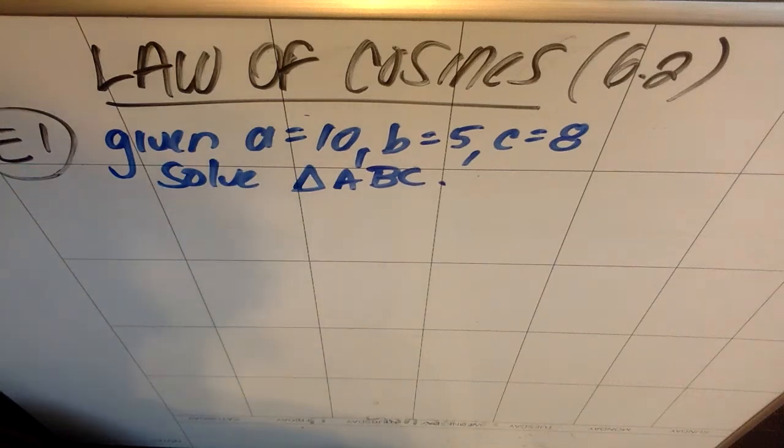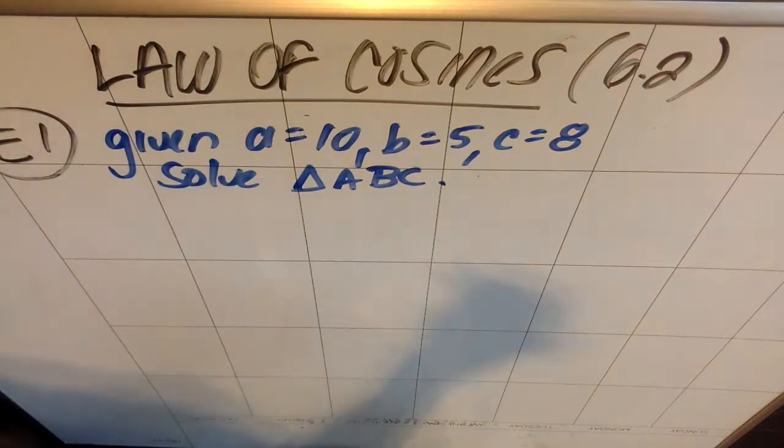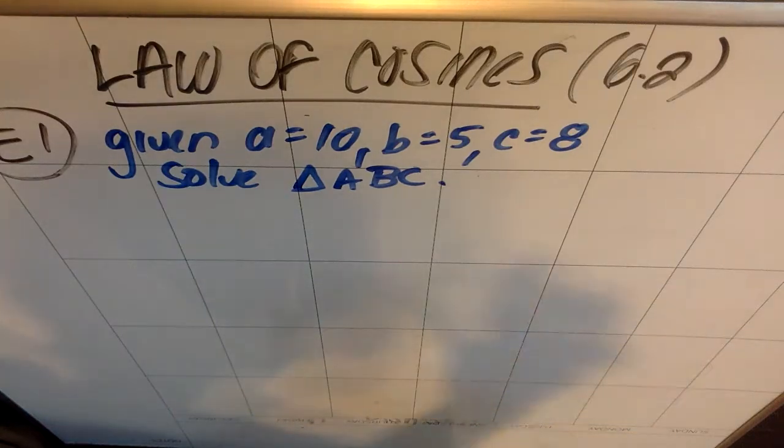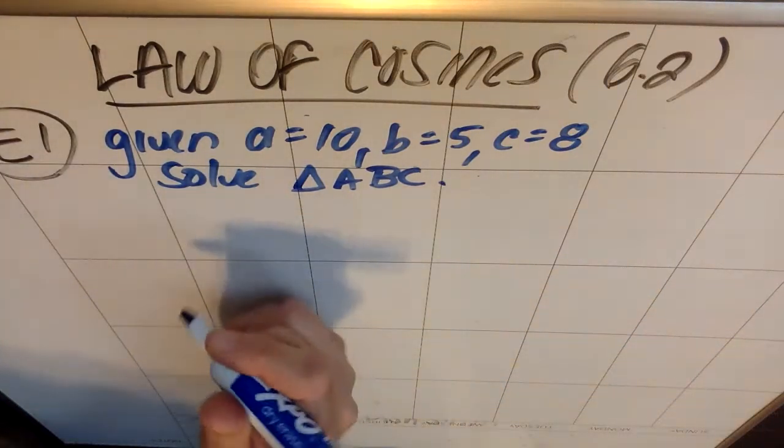We're going to do example 1 for the law of cosines. We're given three sides: A equals 10, B equals 5, C equals 8, and we're going to solve triangle ABC. Again, the hint that it's law of cosines is that this is example 1 from law of cosines, but there are other reasons.